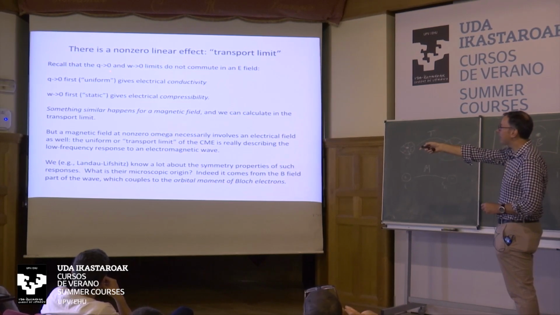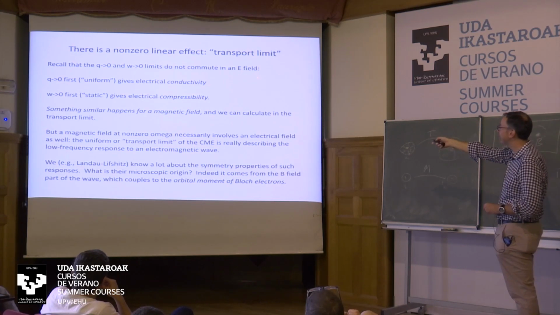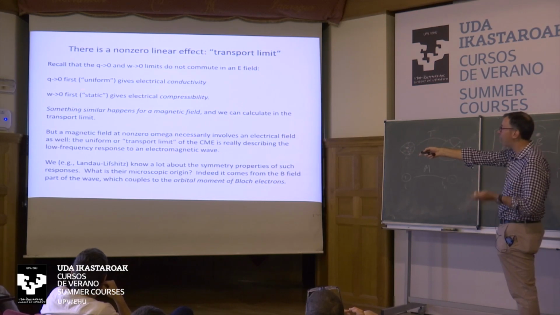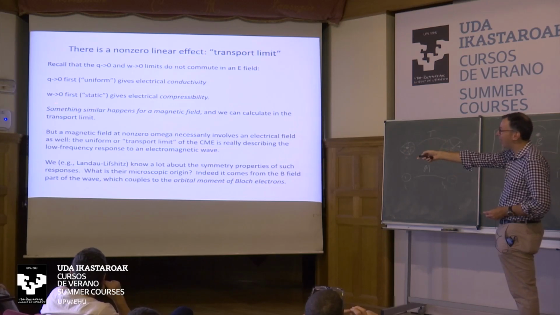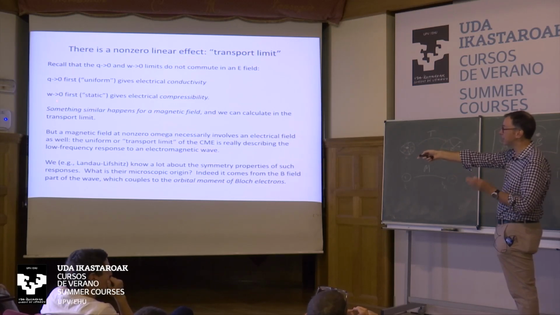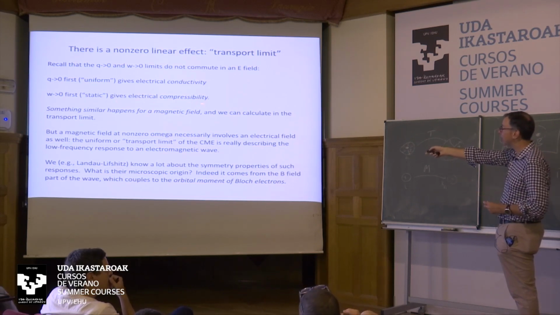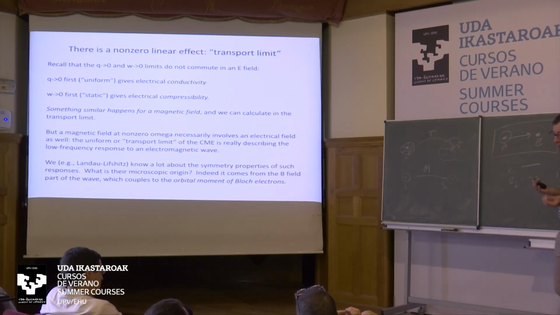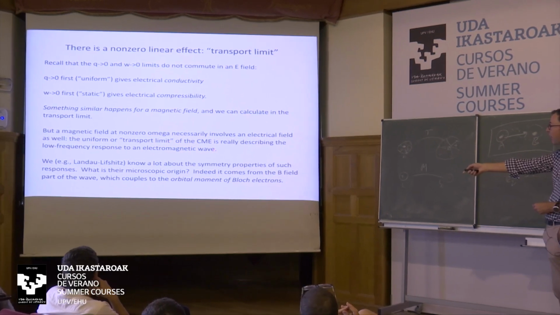The fact that there are 2 limits that don't commute should actually be familiar if you've ever done calculations in an electric field. If you first take q goes to 0 and keep the field oscillating in time, that's how you compute the electrical conductivity. If you do the other limit, which is to first take omega goes to 0, so first make the field static at finite wave vector q, that's the compressibility, which in general is a different thing than the conductivity. And the same thing is true for the magnetic field. The static limit is actually 0. The so-called uniform or transport limit is non-zero, but it's just the low frequency response to an electromagnetic wave.